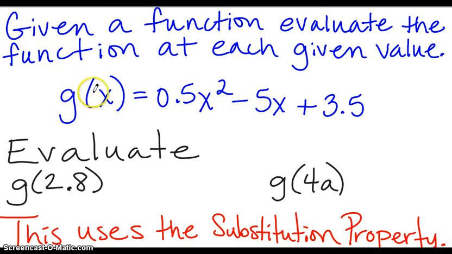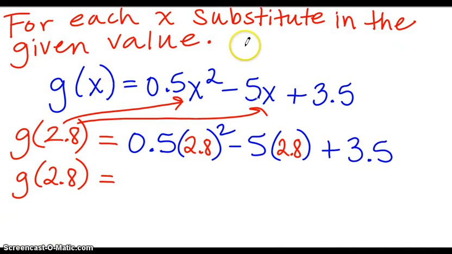So we have this g of x function. We will evaluate g at 2.8, then g of 4a. This uses the substitution property. So for each x, substitute in the given value. This is just our function notation telling you we have g of 2.8, so that means substitute in 2.8 for x.